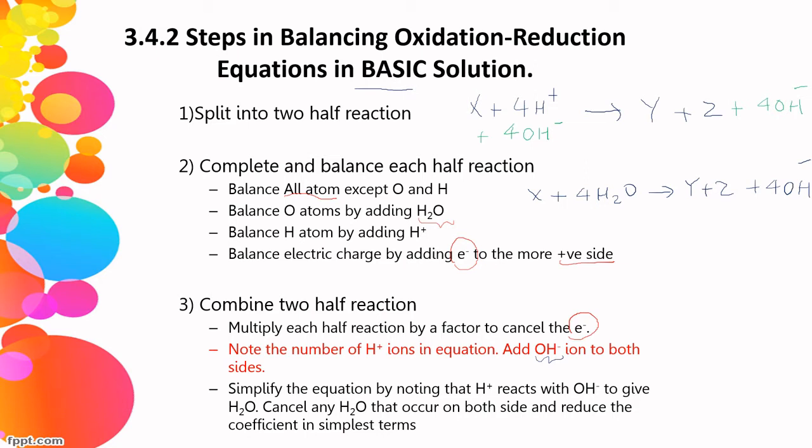Note that after we add the OH minus, we need to simplify the equation by noting that hydrogen plus plus OH minus gives us H2O. So in this case, 4 hydrogen plus and 4 OH minus will give us 4 H2O. And if we have any remaining H2O, we can cancel on both sides and reduce the coefficients to the simplest terms.